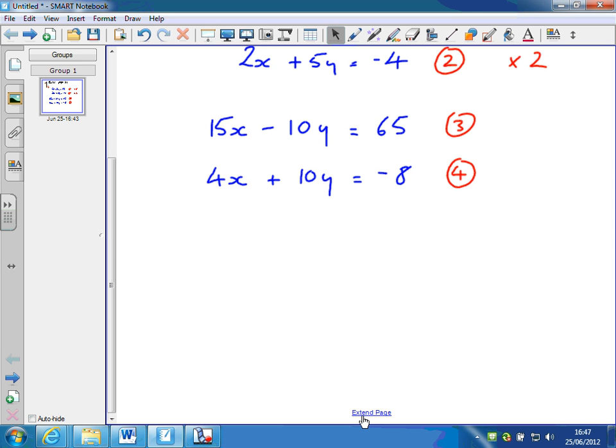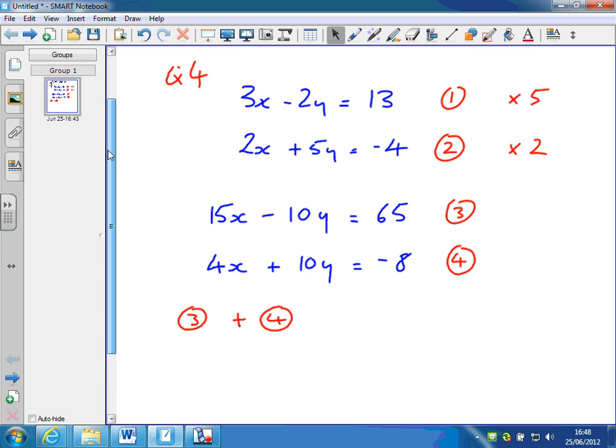Now I want to eliminate. If you note in these two equations 3 and 4, in 3 the y's are negative, in 4 the y's are positive, so to eliminate I add. So to eliminate I'm going to add equation 3 to equation 4. So you follow it so far, see if you can carry on and get the solution for x, and then substitute that value of x back into one of the original equations to find y.